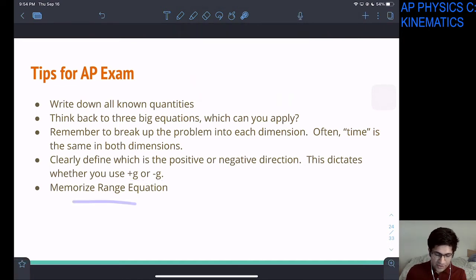The range equation, I say memorize. You don't have to memorize it, right? You can derive it, but I feel like this is something that comes up. It might come up in a multiple choice, like what is the range? Or it might come up in a free response to derive the range. I've seen it a few times, so maybe it's something to commit to memory.